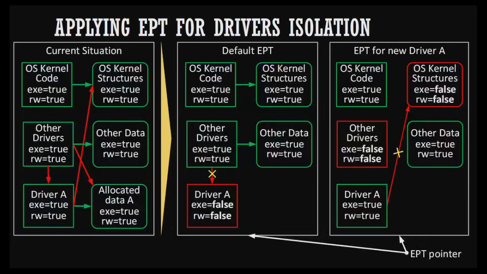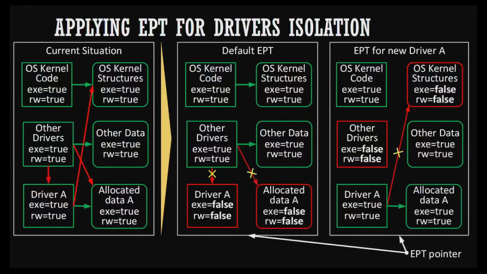So we can see the following picture. Driver A can be executed only in this memory, while other drivers can be executed in the default EPT structure. So, after driver A allocates memory data, MemoryRanger updates all EPT structures again. As a result, any access from other drivers to driver A and its allocated memory will be trapped and blocked. All in all, access to the OS structures is forbidden for driver A.